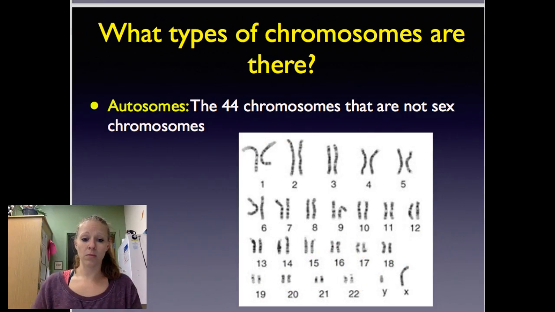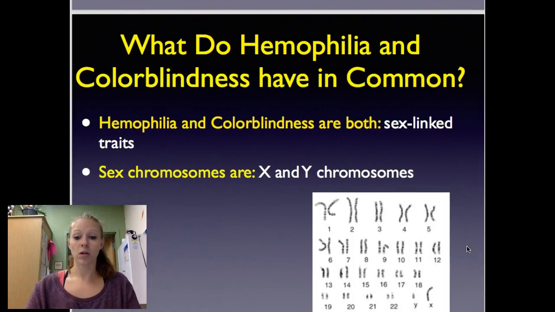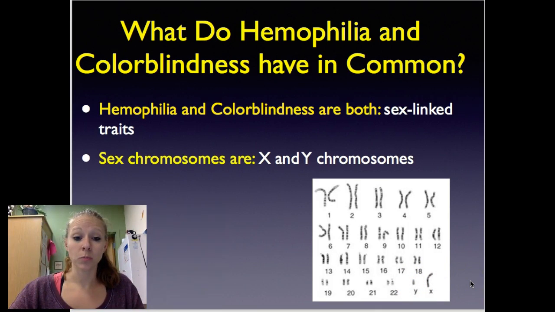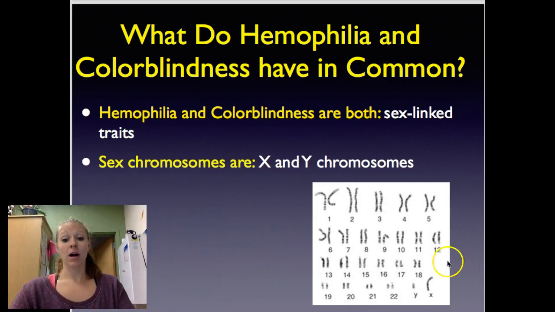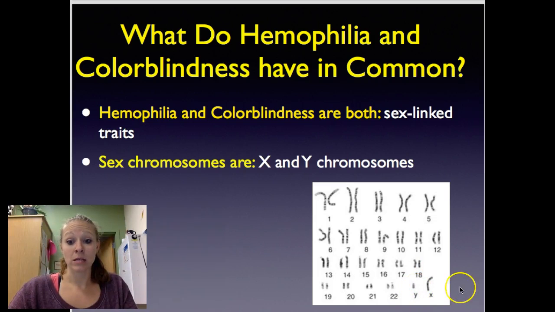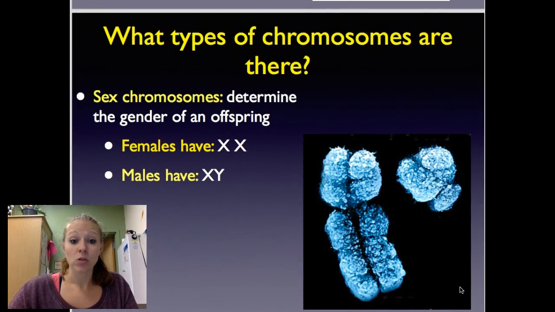And if we move down to the next page, here we have our sex chromosomes, right down here, our X and Y chromosomes. When there's a problem on your X and Y chromosome, this is called a sex-linked problem or sex-linked trait. So sex-linked traits are genes that are found on your sex chromosomes, and they also determine your gender. So a female has an X and an X, and a male has an X and a Y.